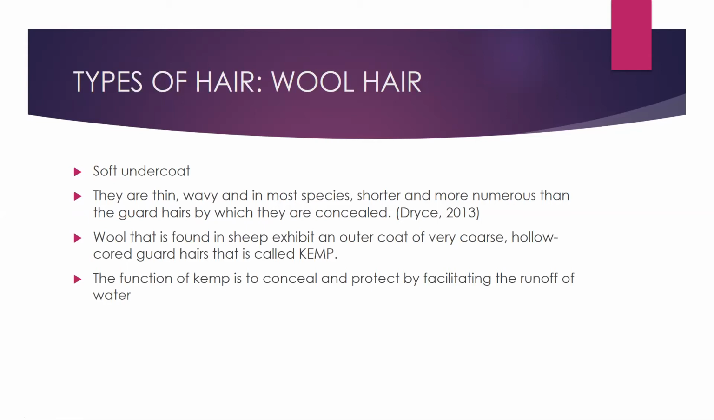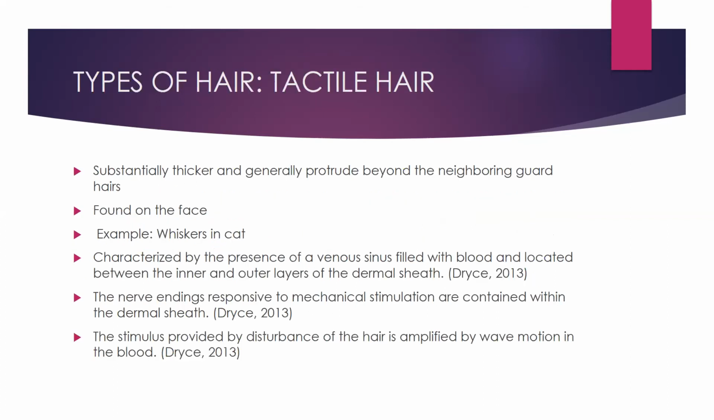Wool that is found in sheep exhibits an outer coat of very coarse, hollow cord guard hairs called the kemp. The kemp is to conceal and protect by facilitating runoff of the water.